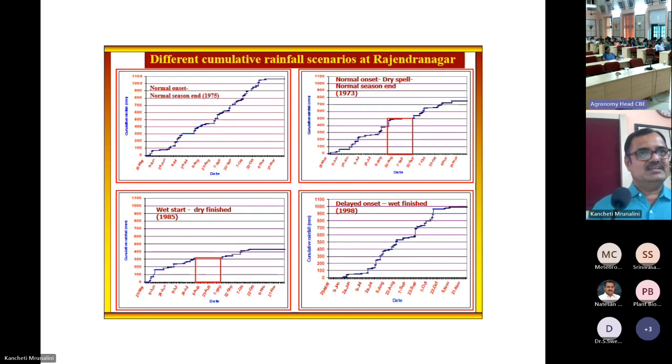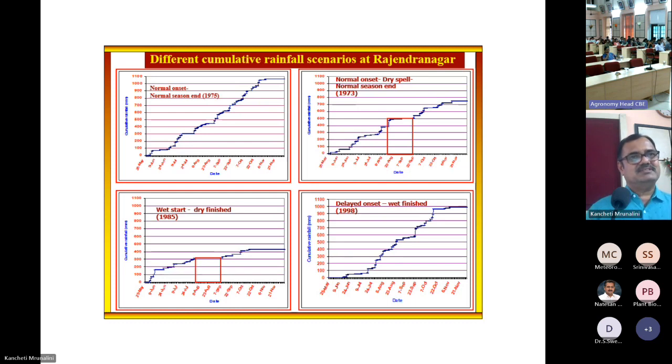And for a given region, rainfall is unique every year. We cannot observe a similar pattern every year. So based on the historical data, we have observed 4 different patterns. Initially, normal onset is there, as per our normal onset data, and cumulative rainfall is good to take up sowing. By the end of the season, a normal season ending is there. This occurred in 1975 at Rajendra Nagar in Hyderabad. This is from our database.